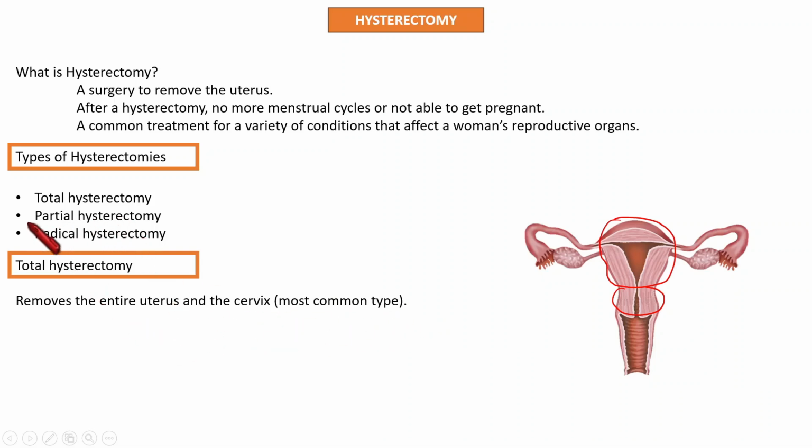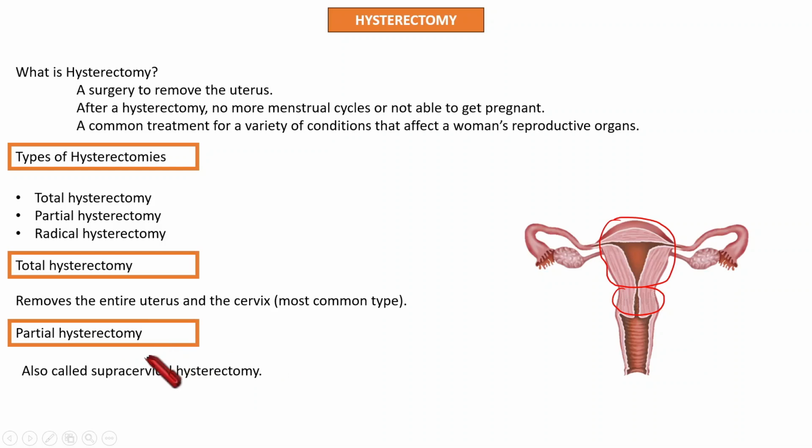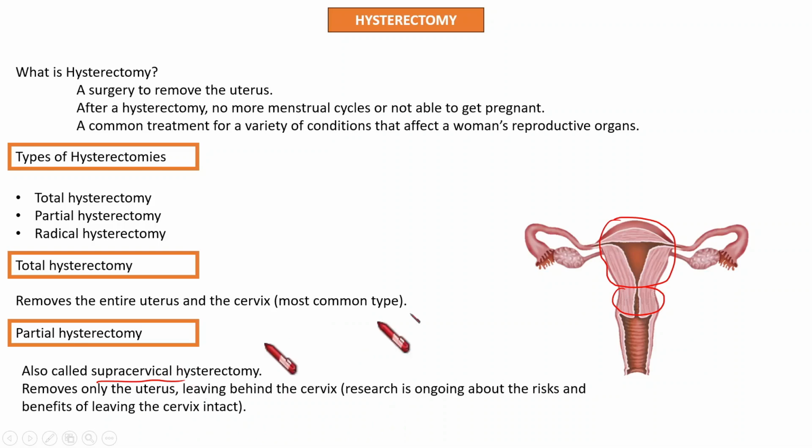And then what about the next one, partial hysterectomy? In the case of partial hysterectomy, as the name indicates, the cervix is not removed, only the uterus is removed. And this partial hysterectomy is also known as supracervical hysterectomy. So that is mentioned here. In partial hysterectomy, while detaching the uterus, the cervix is kept intact.